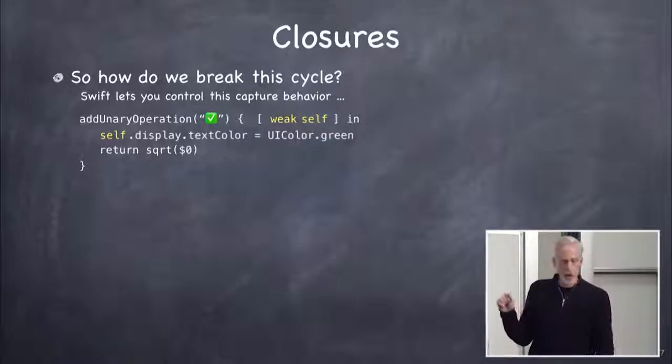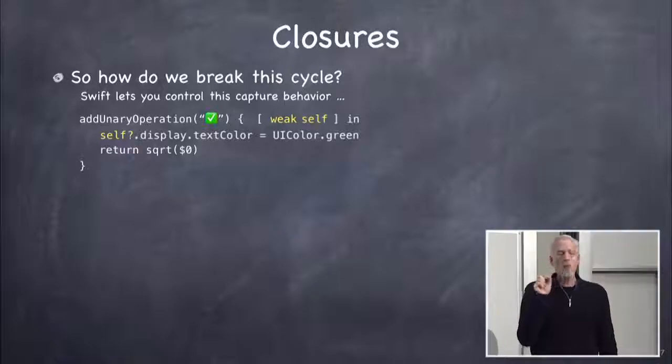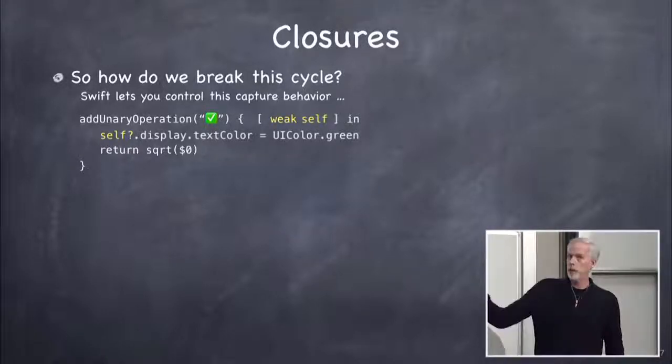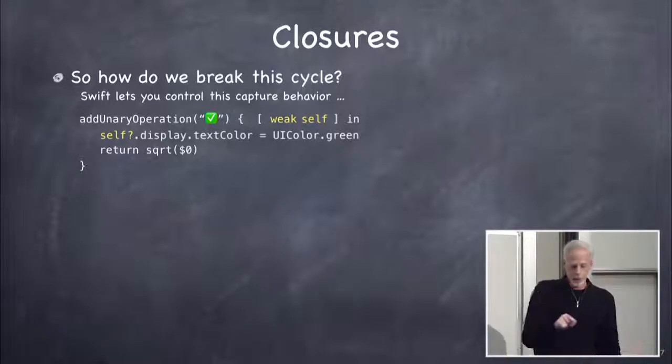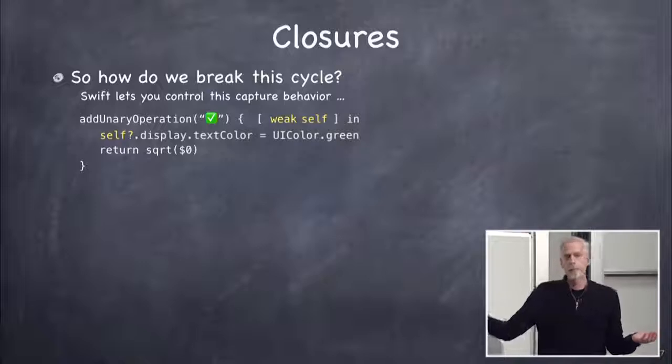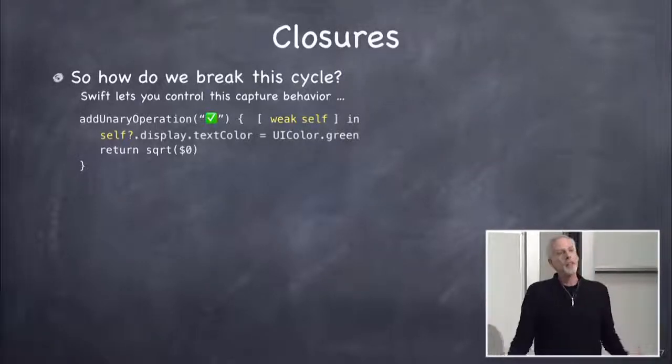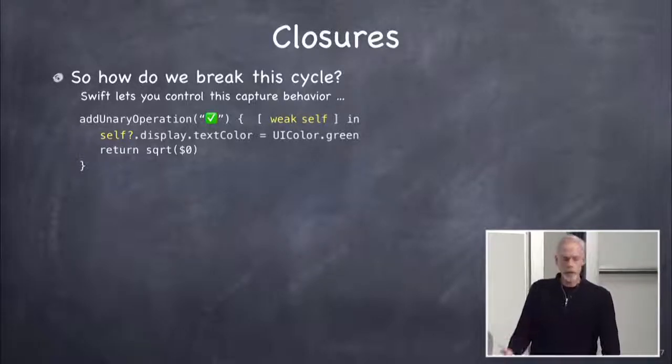But of course, since it's an optional, we can't just say self.display right there. We have to say optional chained self?.display. So that if this closure executes and the view controller is not in the heap, self question mark will be nil, and it will not execute the rest of that line. It'll still return the square root, but it won't turn the thing green because this view controller is not even there. All right? So that's how we can use weak to do it.